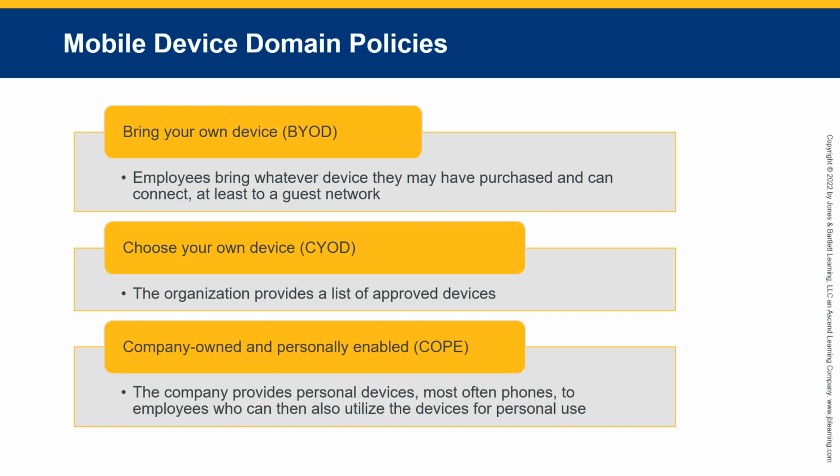The next is company-owned and personally enabled, COPE. This is an approach wherein the company provides personal devices, most often phones, to employees who can also utilize the devices for personal use. This poses the most direct security because the company has a high degree of control over the device's security. However, when the employee exits, parsing the employee's personal data from the company data can be problematic.